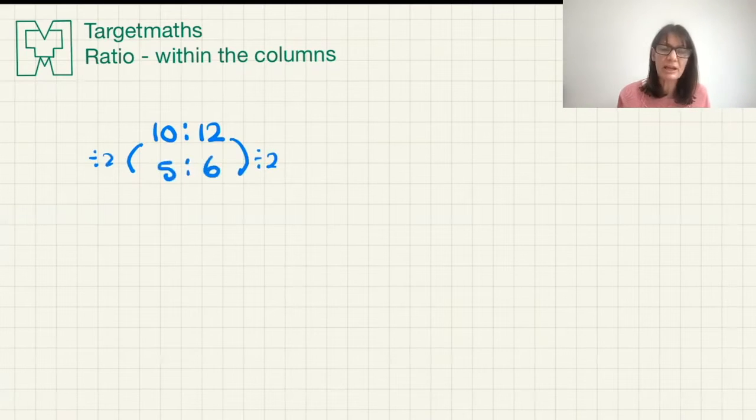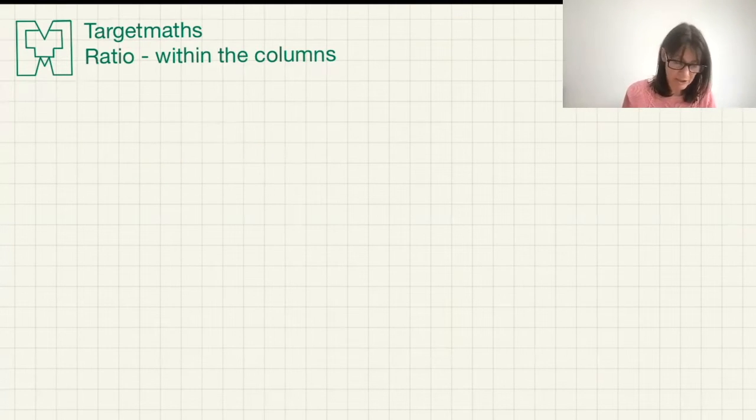That's going to give me 5 to 6. And then I'd be looking at that and thinking, right, can I go again? There isn't a times table that the 5 and 6 both come in, except for 1, of course, but dividing by 1 won't change the numbers. It won't cancel and make them smaller. So there's no point in doing that. So I've stopped. That is my simplified version. Okay, so have a go at this question for me. Just pause and press play when you're ready.